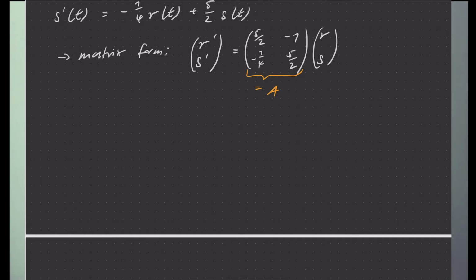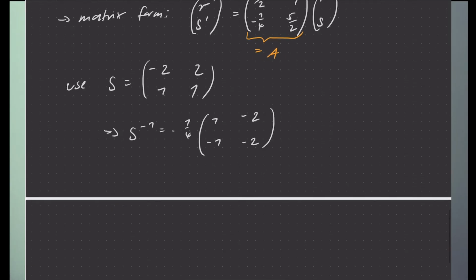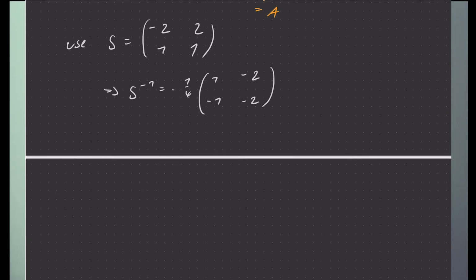Now, we have not yet talked about how to find that basis transformation S that we need. So for the time being, I'll just tell you how it looks. We're going to use S as the following: minus 2, 2, 1, 1. And from that, we can easily compute the inverse of S, that is minus 1 over 4 times 1, minus 1, minus 2, minus 2. And if we have these, we can compute S to the minus 1 A S.